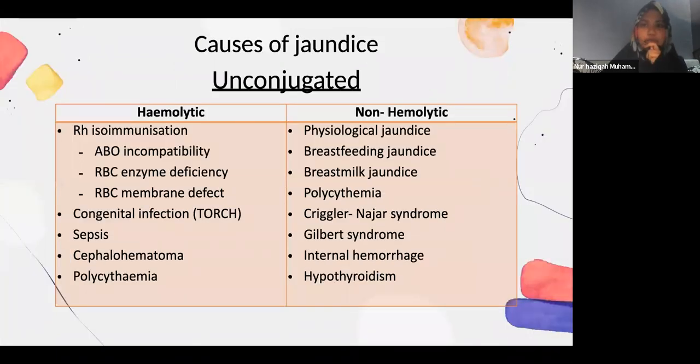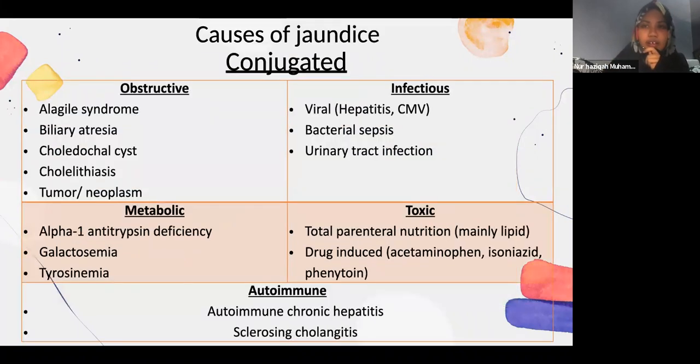So for causes of jaundice, we can classify it as unconjugated or conjugated. For unconjugated, we can list either hemolytic causes or non-hemolytic causes. I'm sure you guys have already seen this classification previously in the seminar on jaundice. You can go through it later. This is for the conjugated causes. It is usually either due to a conjugation problem or obstruction or stasis.